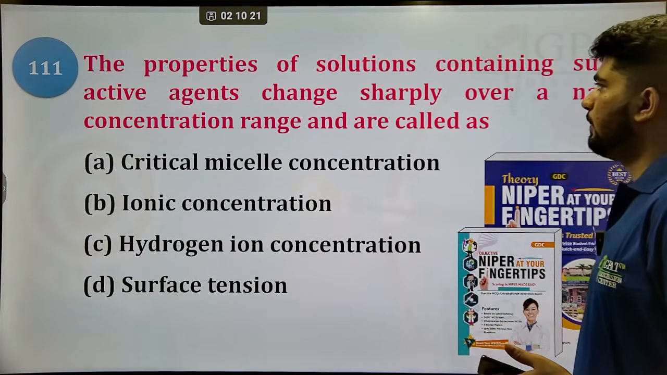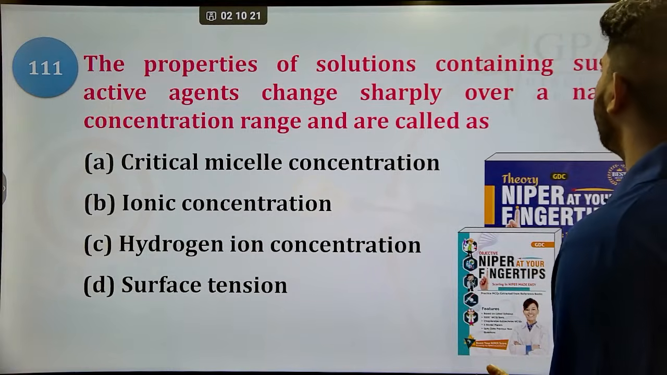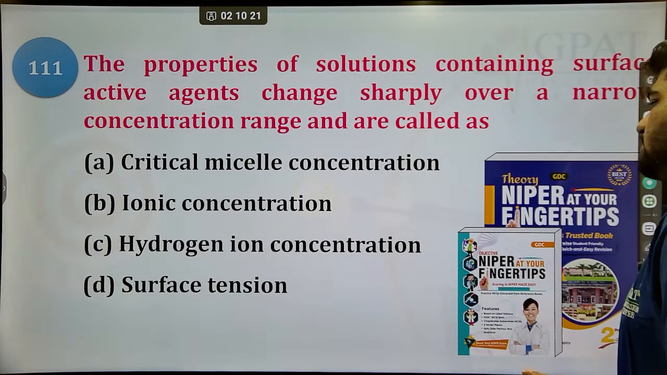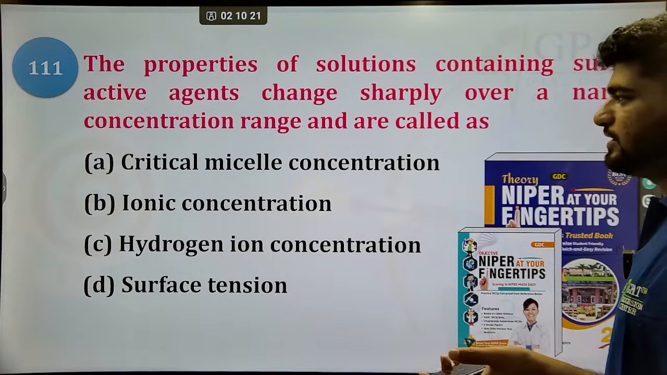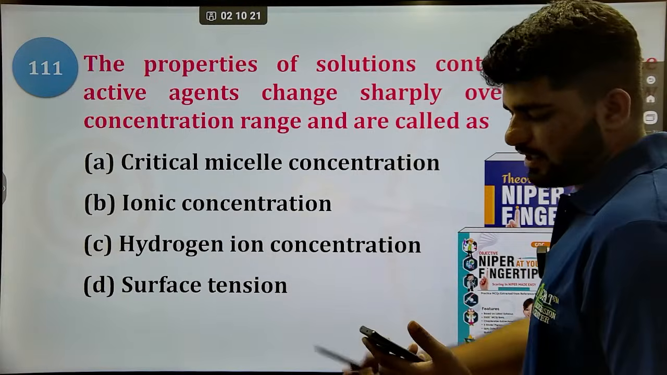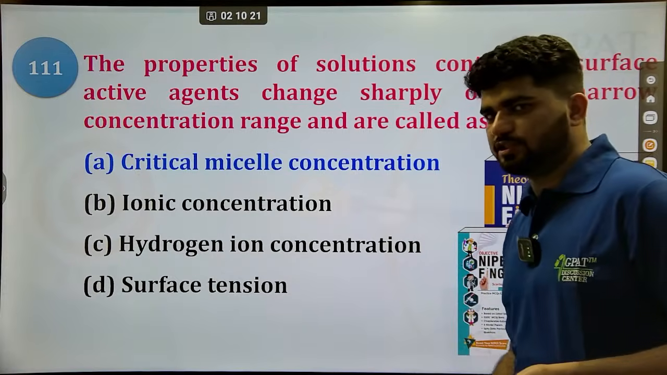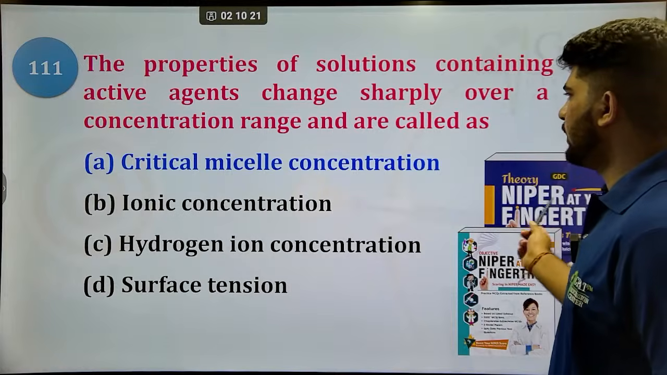The properties of solutions containing surface active agent change sharply over a narrow concentration range are called as? Concentration range, guys. What's that concentration? That is also CMC over here. What's that CMC? That is nothing but critical micellar concentration, the concentration where it changes sharply over a narrow concentration range.